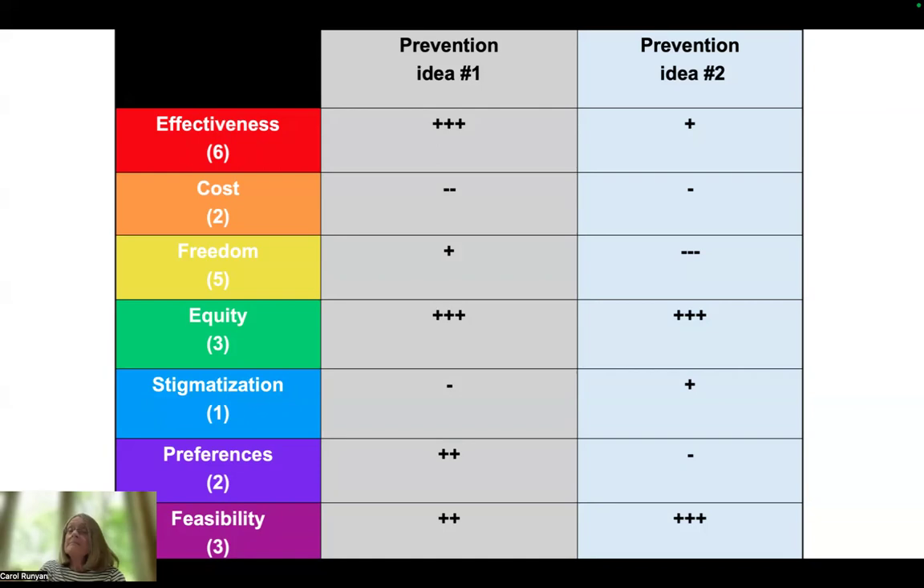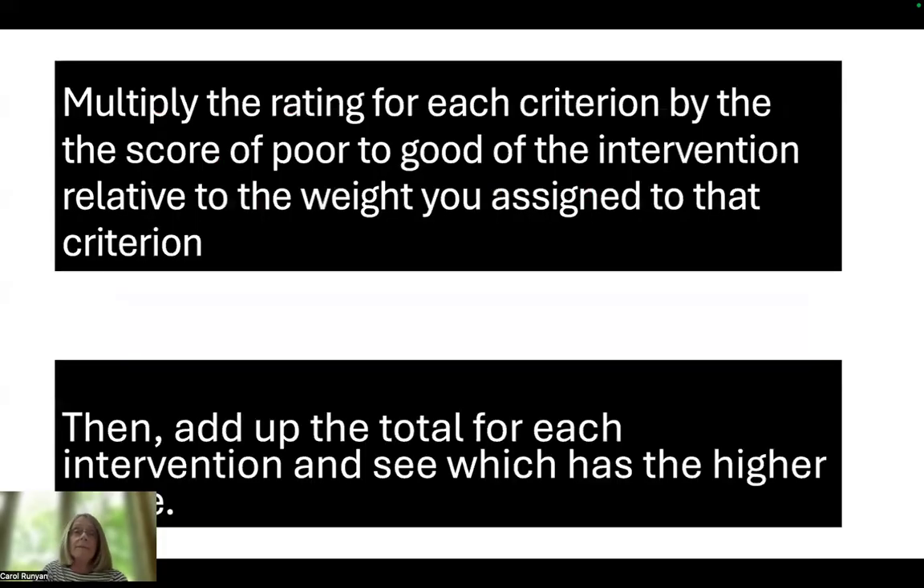Whereas the cost for prevention idea 1 may be somewhat prohibitive, and so you give it a -2, whereas the cost for prevention idea 2 is not quite as bad, and so on. So again, I've just made up the ratings here, but to illustrate the process. So you go through this for each of your prevention ideas. I've shown 2 prevention ideas here. You can do any number that you want.